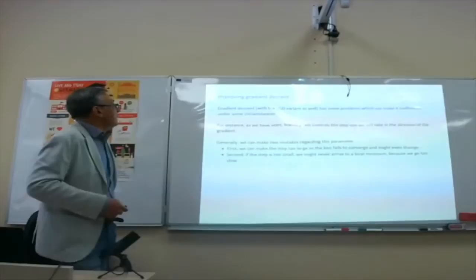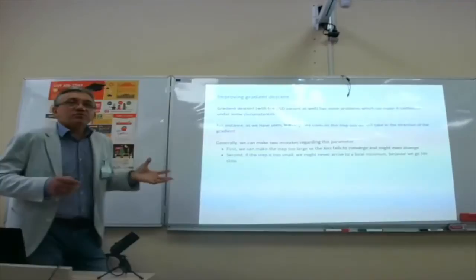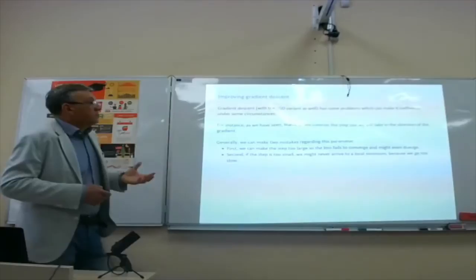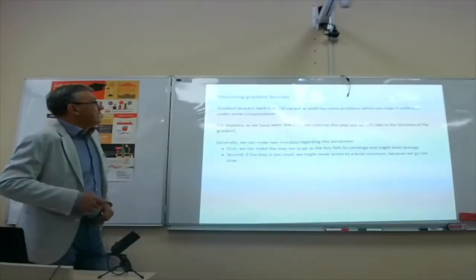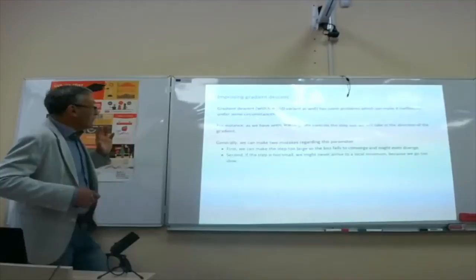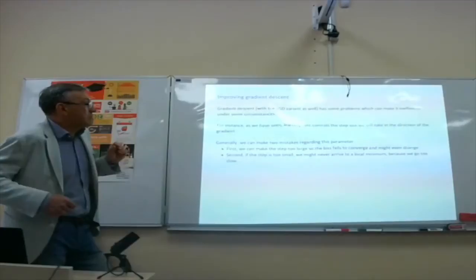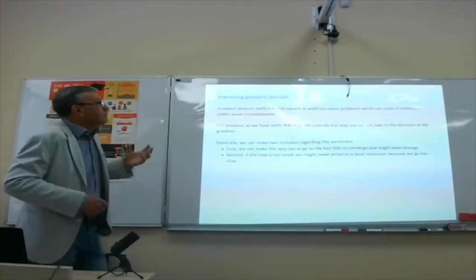How to improve the gradient descent? There are some approaches or tools which can help to obtain a better solution. Gradient descent, and stochastic gradient descent as well, has some problems which can make it ineffective under some circumstances. For instance, as we have seen, the learning rate controls the step size we will take in the direction of the gradient. And this is one of the important problems in the realization of different optimization schemes.